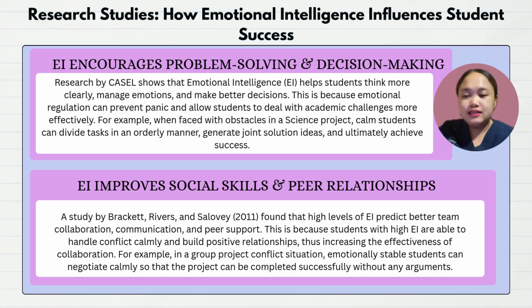Next, EI encourages problem solving and decision making. EI also encourages better problem solving and decision making. Research by Chessel showed that EI helps students think clearly, manage their emotions, and make better decisions in academic situations. Emotional regulation prevents panic and allows students to approach challenges with a calm and focused mindset.